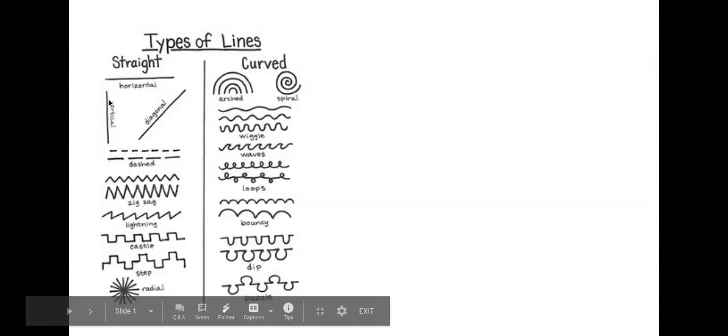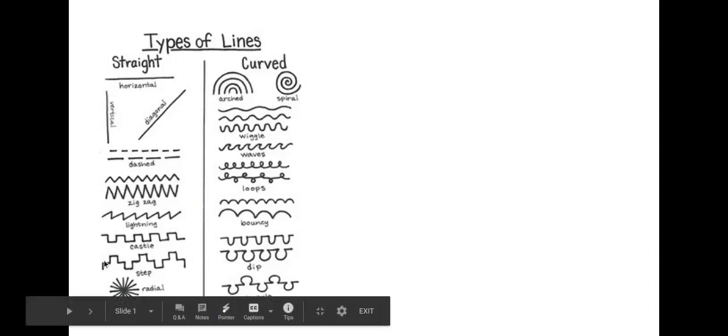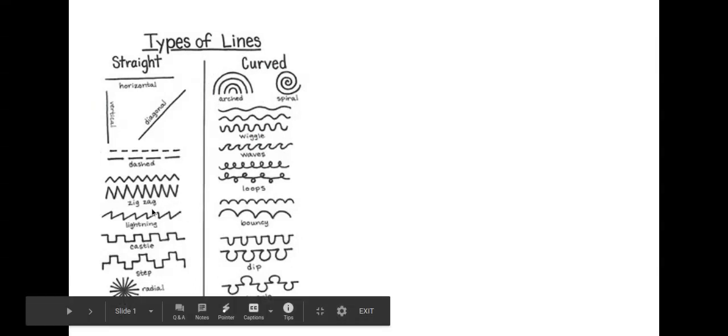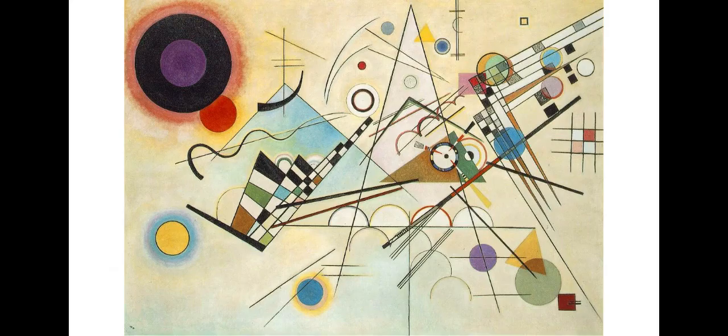We have straight lines, like horizontal lines, or verticals, or diagonals, zigzag, castle steps, those sorts of ones. We also have curved lines, arches, spirals, wavy lines, bouncy lines, all sorts of different kinds of lines. And you can use those lines together to make pictures and to make sculptures in order to tell different stories or tell your ideas. Some artists use those lines in order to make abstract art.